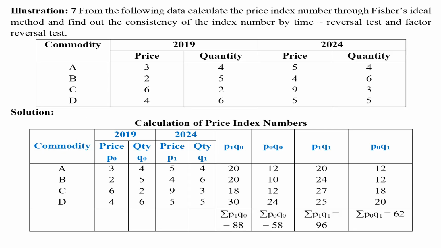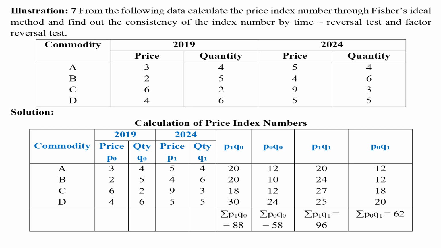In illustration 7, it is required to calculate the price index number through Fisher's ideal method and to find out the consistency of the index number by the time reversal test and factor reversal test. A 9 columns table should be prepared. In the first 5 columns, data as given in the illustration should be recorded. In the 6th column, P1 into Q0, in the 7th column, P0 into Q0, in the 8th column, P1 into Q1, and in the 9th column, P0 into Q1 should be calculated.